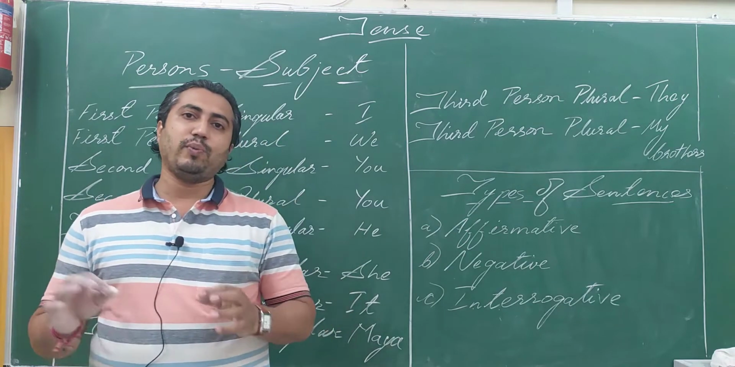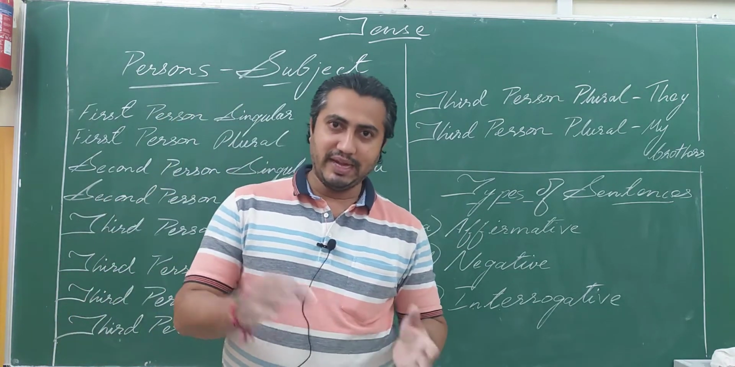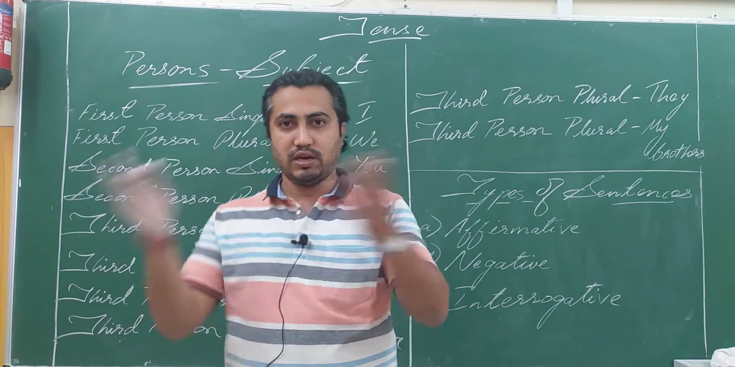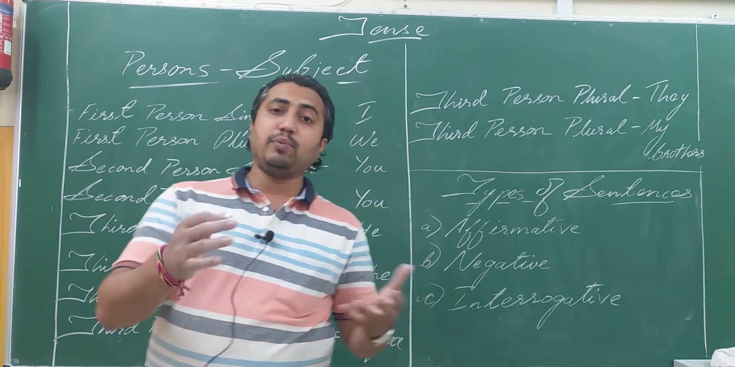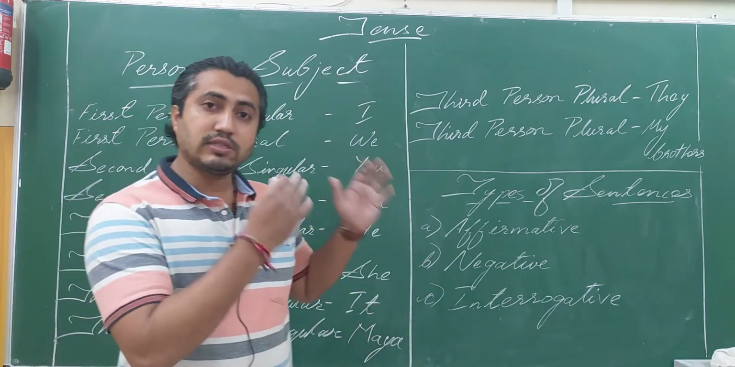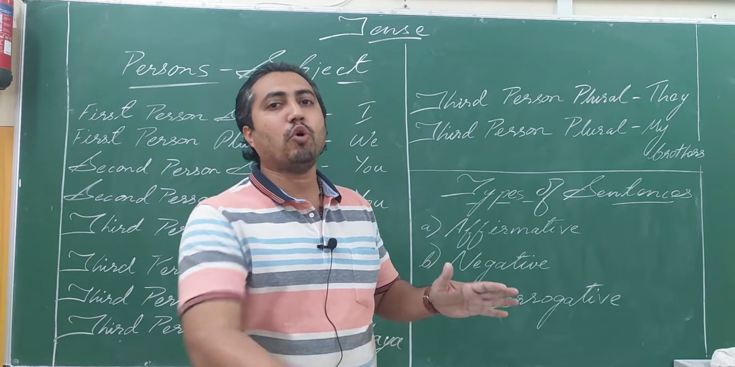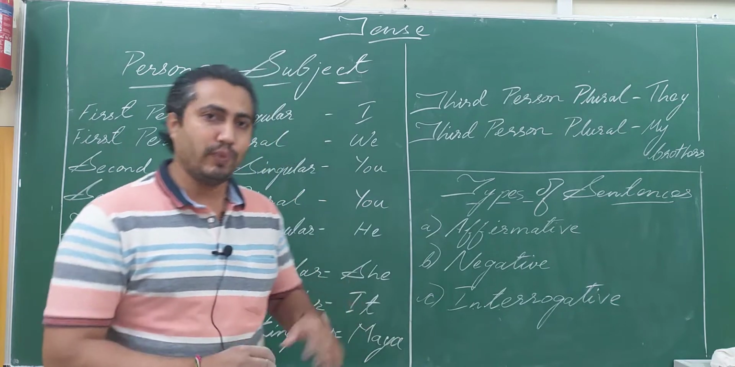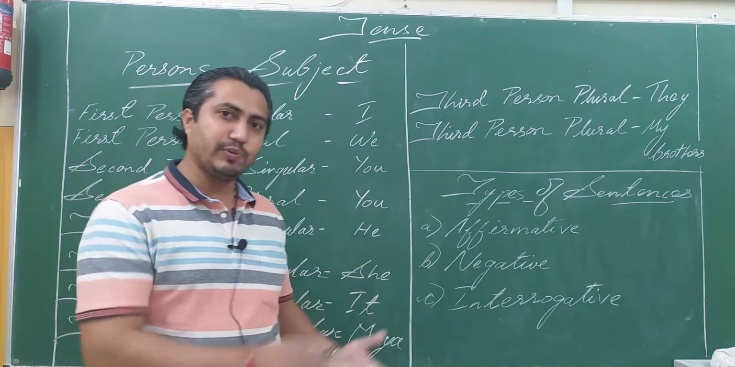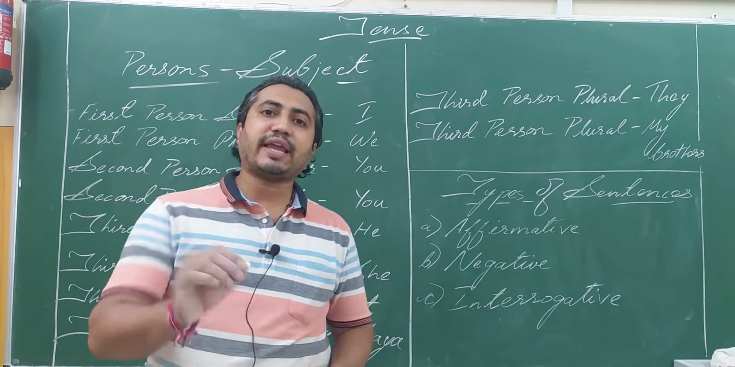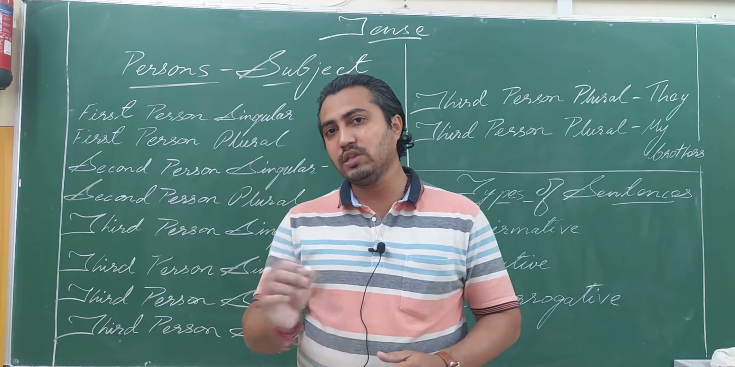In the first video we had discussed the main tenses, that is present, past and future, and we also discussed the subdivision of tenses, that is within one tense there can be four parts. We had discussed those things in the first video. Here in the second video, what are we going to discuss?